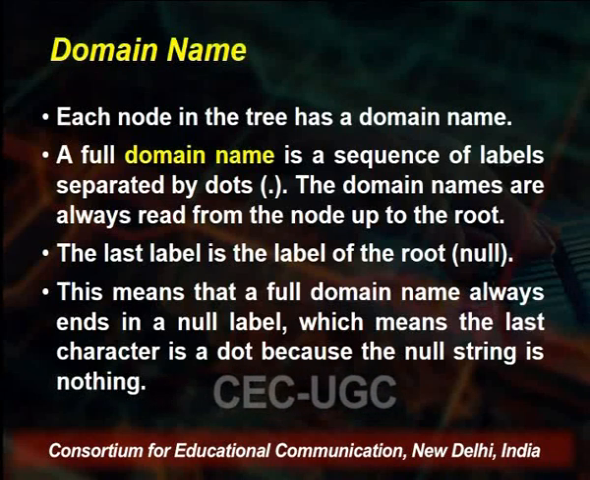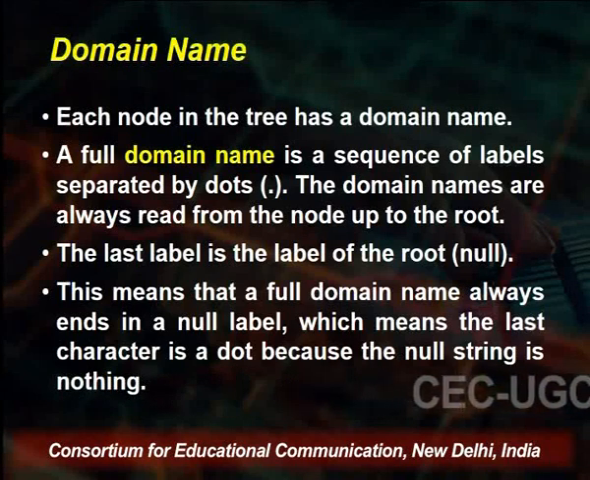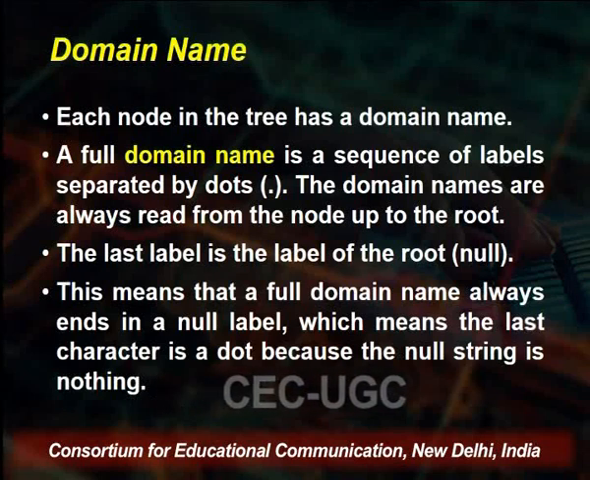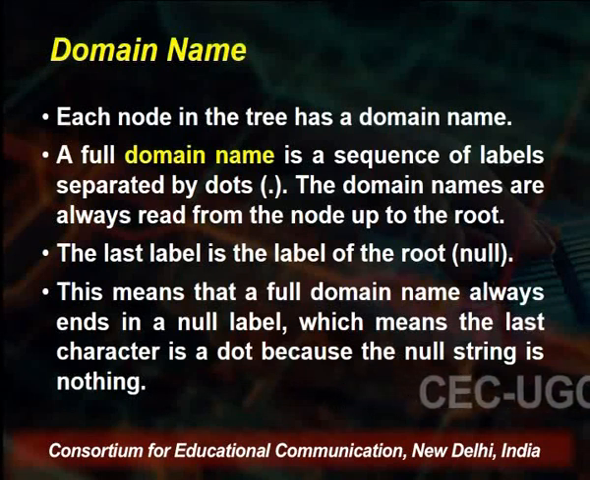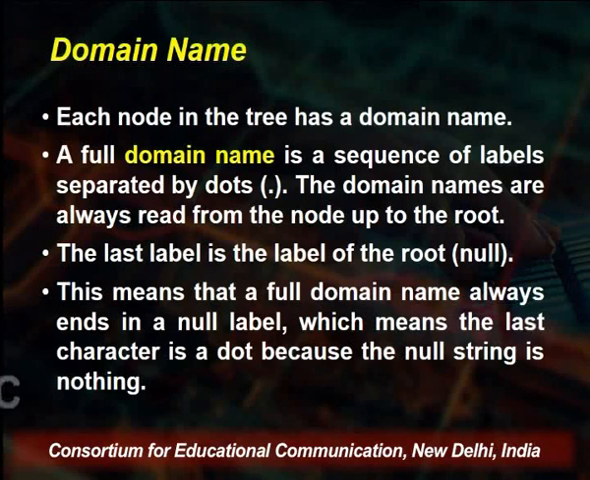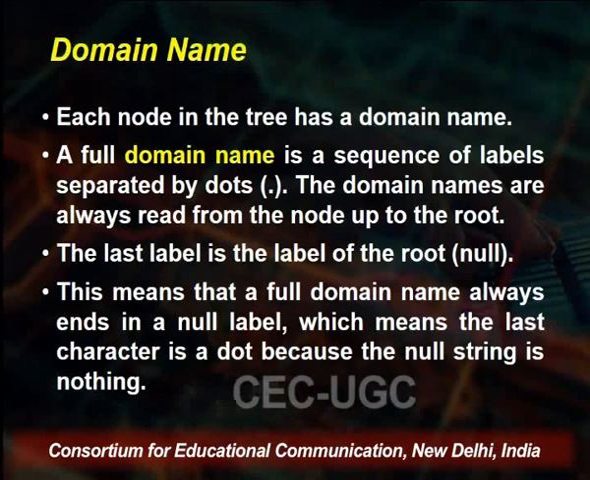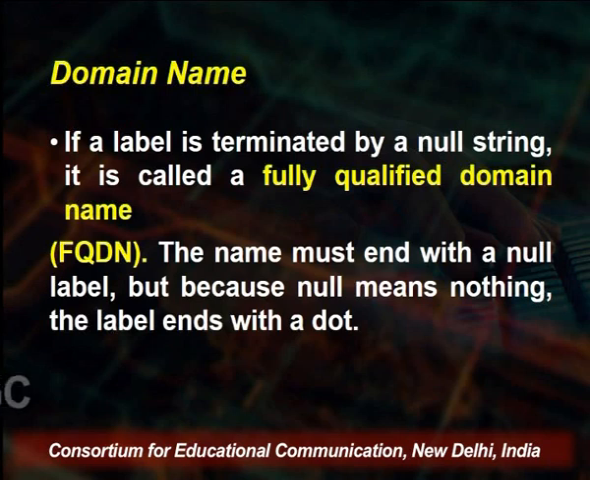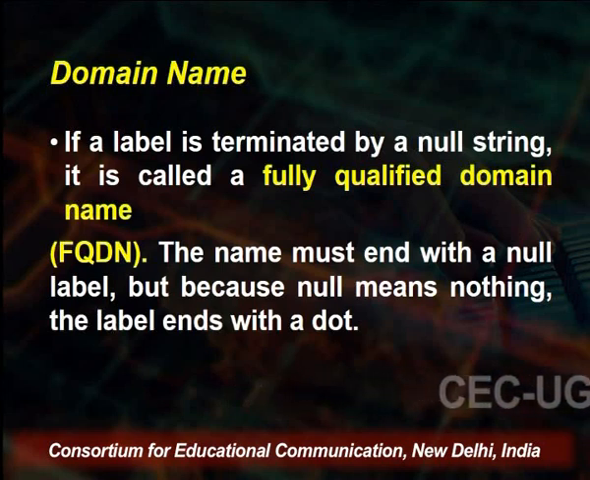As we said, the root does not have a label, so it is a null string. So you will just put a dot, right? So the full domain name will always end in a dot, because the last node, which is the root node, does not have a label, so it will always have a dot there. If a label is terminated by a null string, which is in most cases, then it is known as a fully qualified domain name, or FQDN.